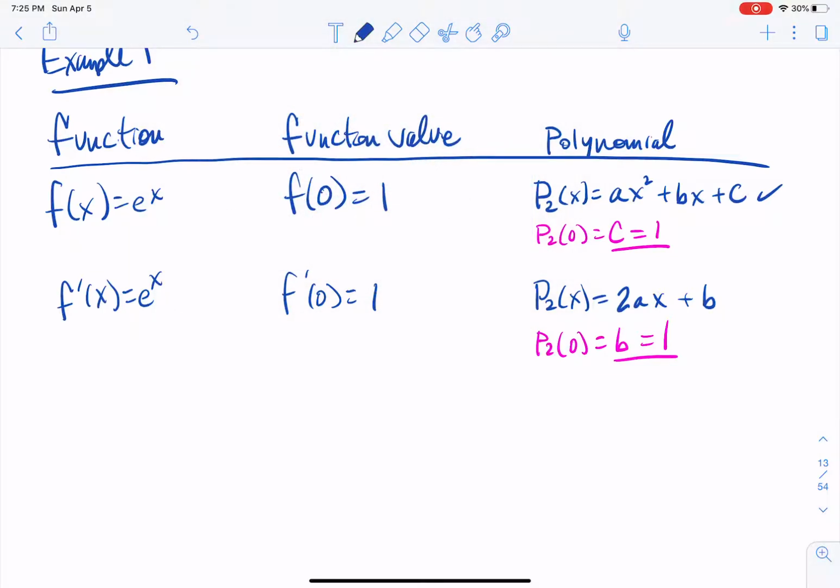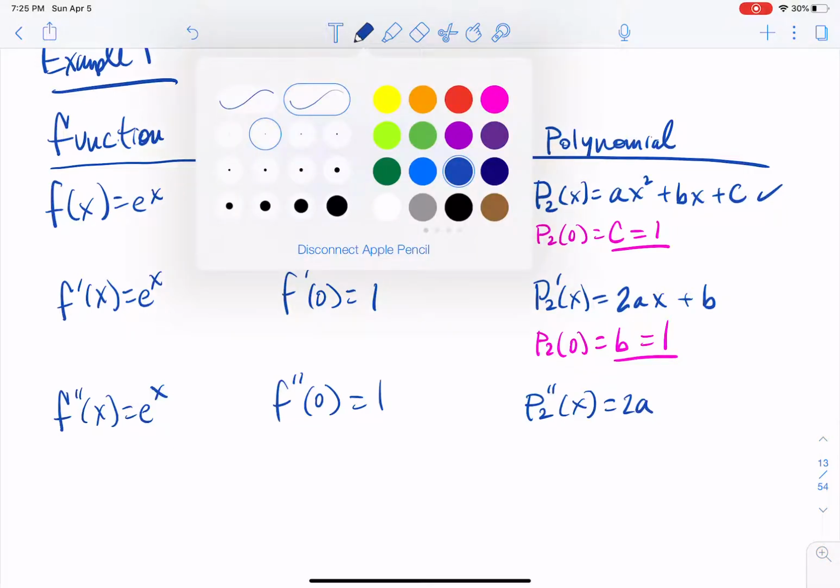Because we want concavity. So we have a point value. We have a slope value. We need a concavity at that particular point from the second derivative, which is still e to the x. The function value there is still 1. And then whenever I take the second derivative, I'm going to get 2 times a, whenever I plug in 0.